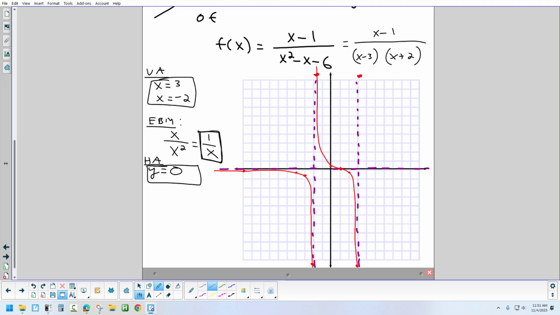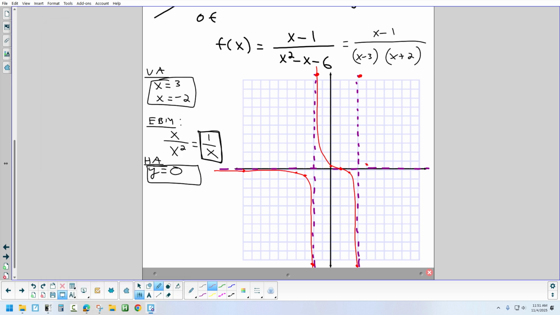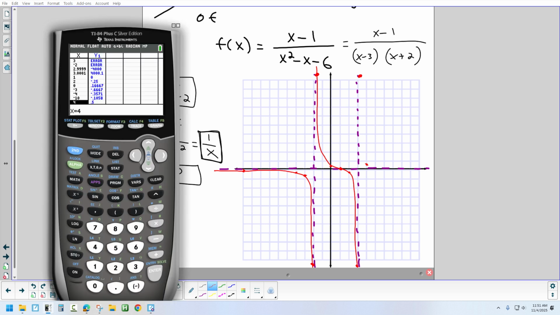And now let's check a few points to see what's happening over in this section. What would be a good x value to check over there? Yep, 4. 1, 2, 3, 4. We're at a half. And what would be another good one? 6, yeah, try to space them out a little bit. 6, we're even a little bit lower. That's like a fifth.